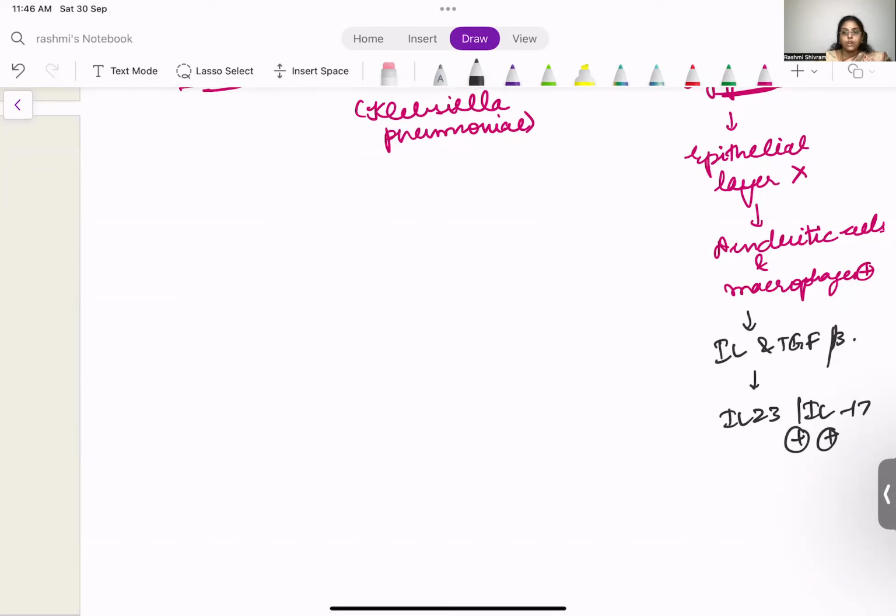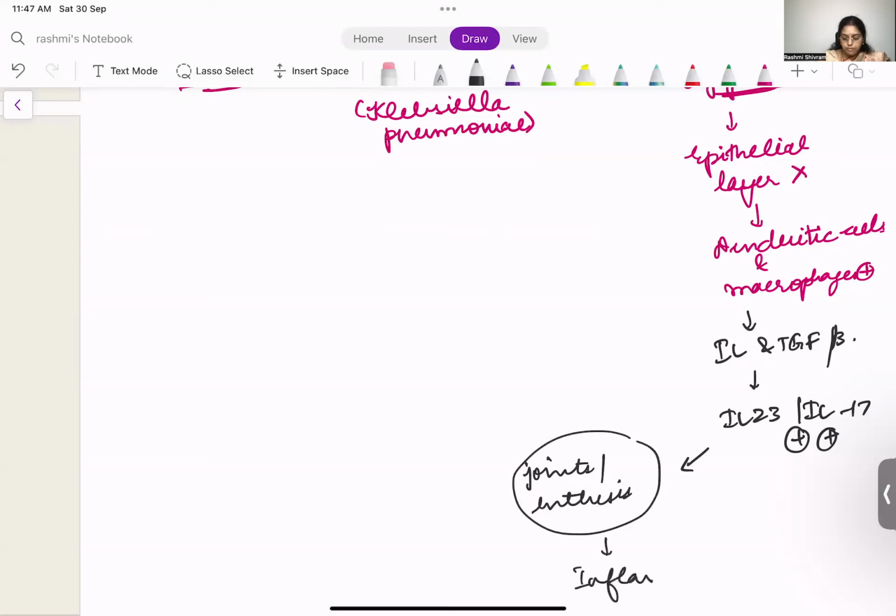Okay, these are all altered immune pathways. Because of that, what happened? The target tissues. What are the target tissues here? The joints and the enthesis get inflamed. The joints and the enthesis are targeted. Because of this, there is inflammation.